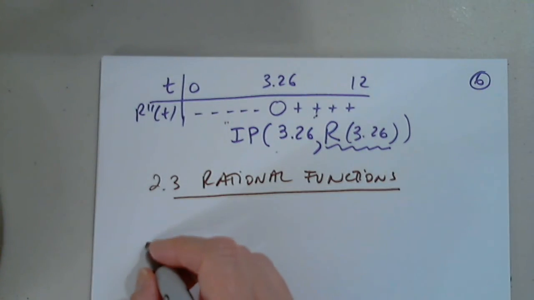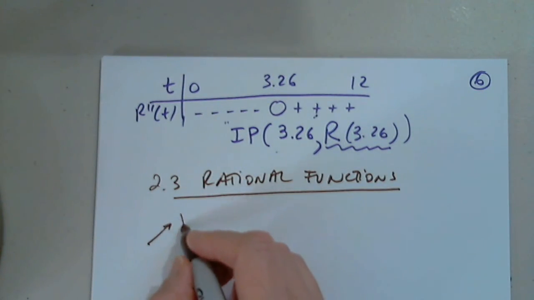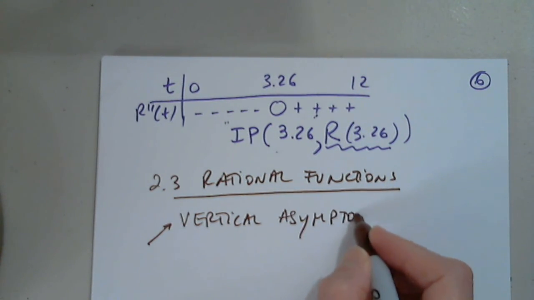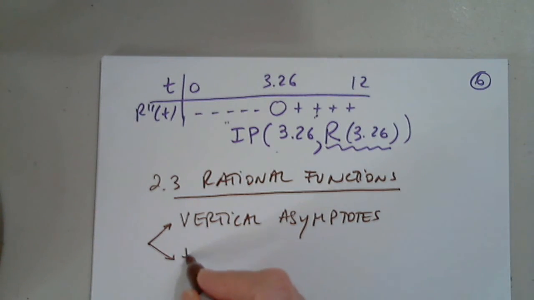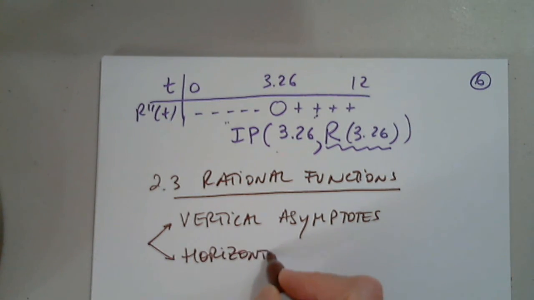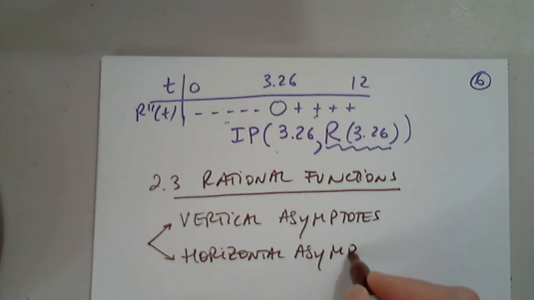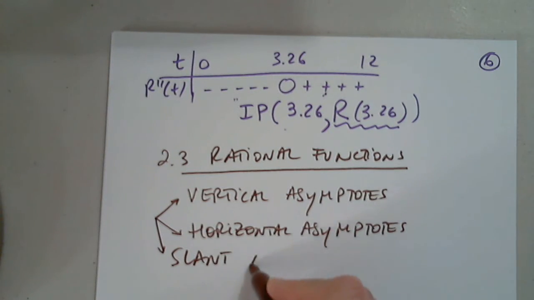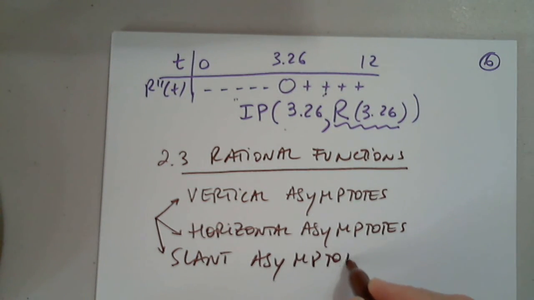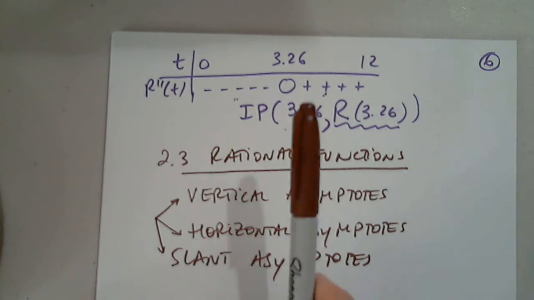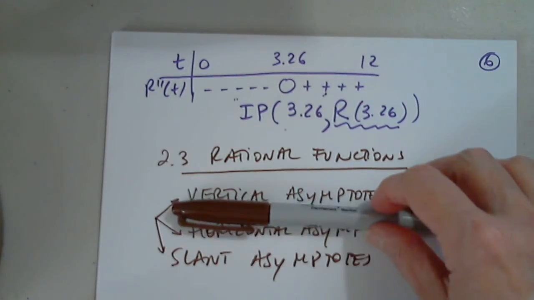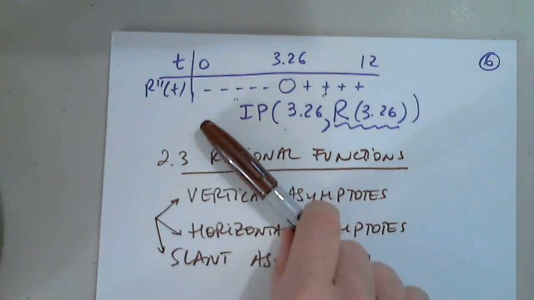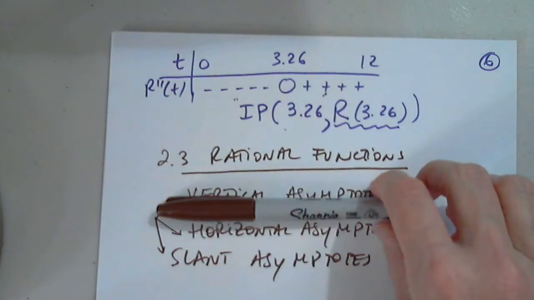Rational functions have something that polynomials do not have. They may have vertical asymptotes. They may have horizontal asymptotes. And they may have slant asymptotes. So a vertical asymptote is a line like this, of course. A horizontal is a line like this. What is a slant? Something like this. Or oblique. Not vertical, not horizontal.